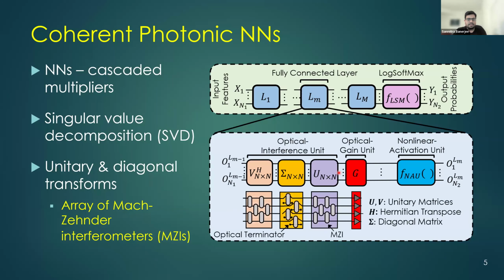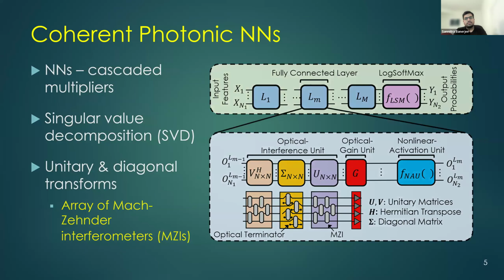For example, here, a 4x4 unitary matrix can be represented by 6 MZIs. Each of these grayish oval-shaped structures is 1 MZI. An n-cross-n diagonal matrix can be represented by n MZIs. So in total, for a 4x4, we need 6 MZIs for the unitary part, 6 MZIs for the other unitary part, and 4 MZIs for the diagonal part.